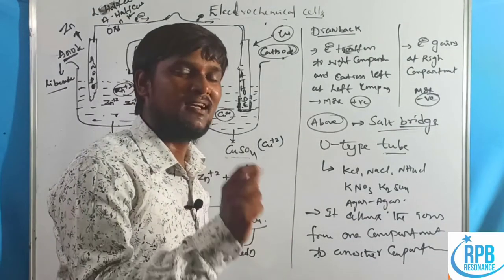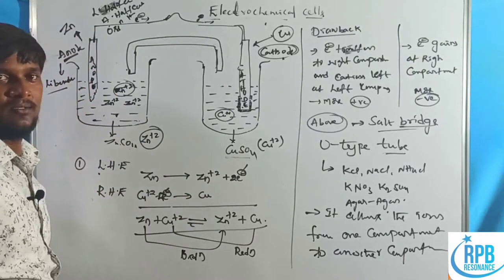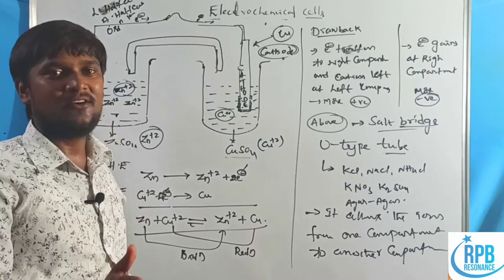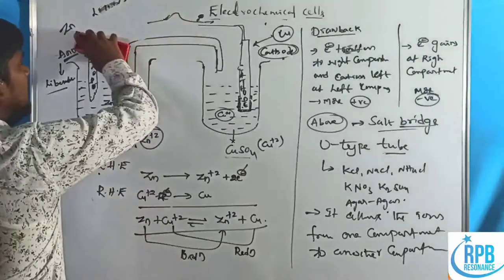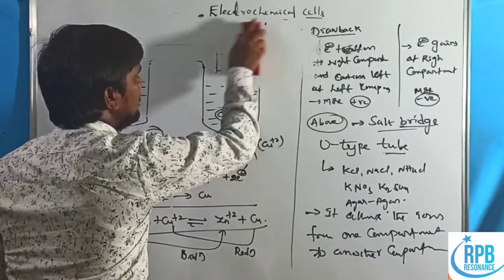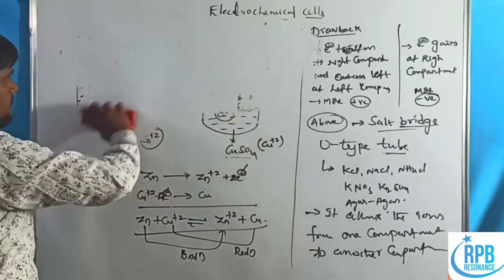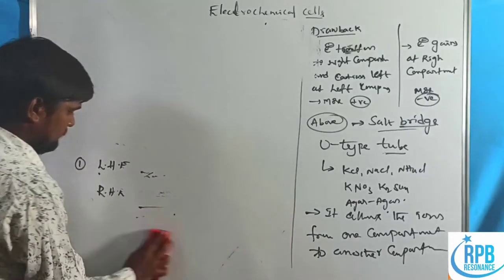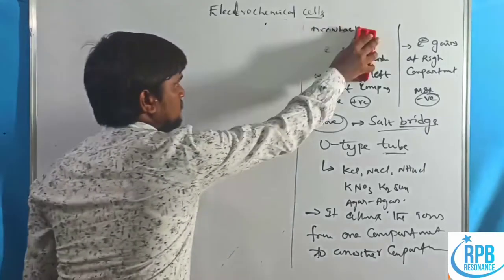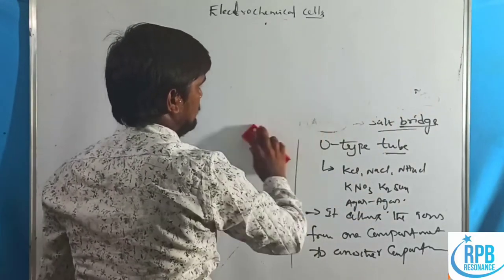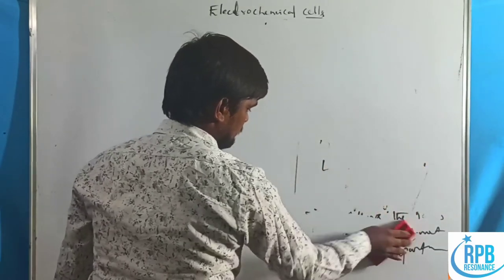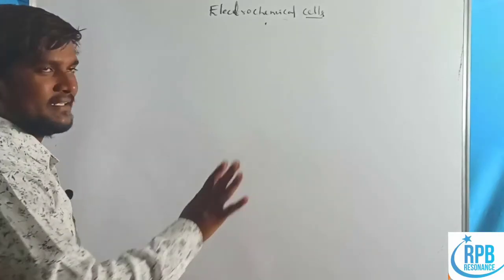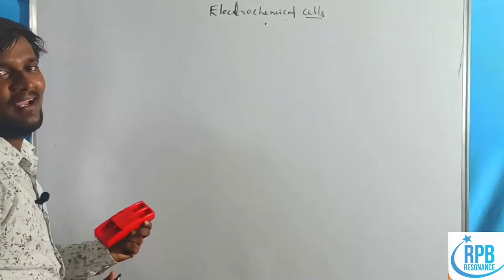Whenever we use the salt bridge, the Daniel or Voltaic cells are more efficient. This is the simplest thing regarding electrochemical cells. Now we have discussed the electrolytic as well as galvanic cells. Now we will discuss the classification, the major differentiation between the electrolytic and the galvanic cells.